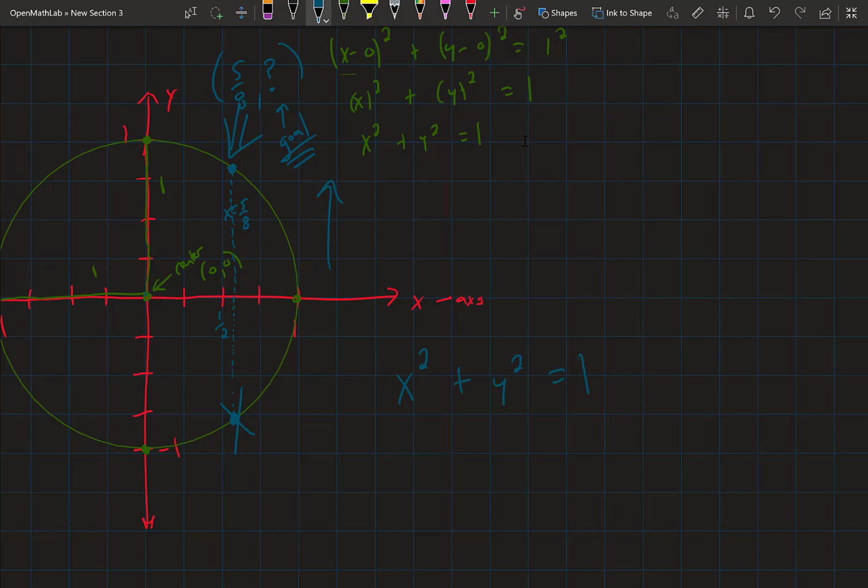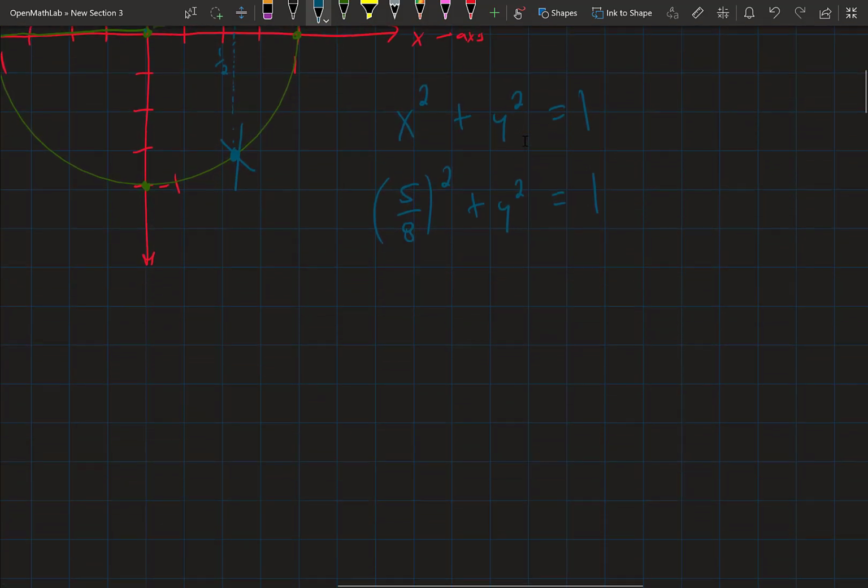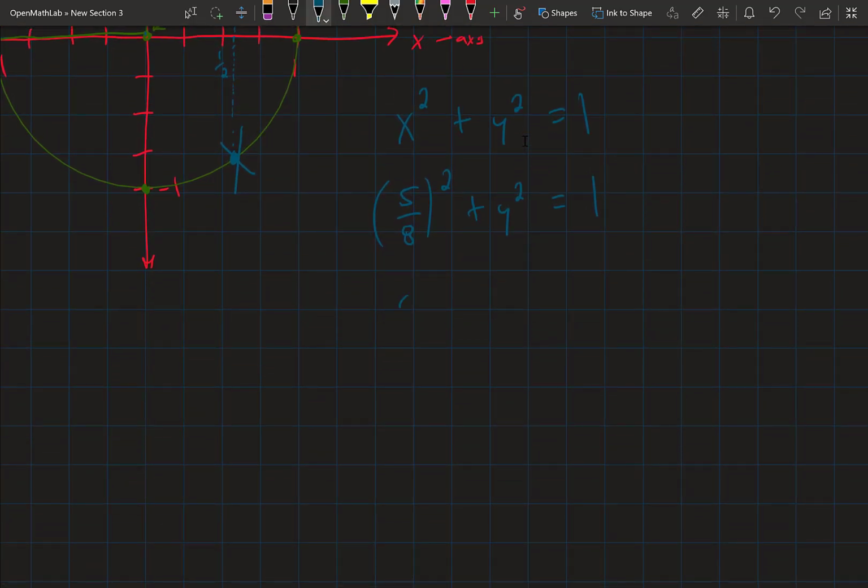This is a relationship for all the points on the circle. So I can just plug in 5/8 for x, leave y, and then we're going to end up solving for y, right? So (5/8) squared would be 5 squared over 8 squared plus y squared equals 1, right? So don't forget your exponent rules. If I have a divided by b to the nth power, that's a to the n over b to the n, right? So that's just an exponent rule.